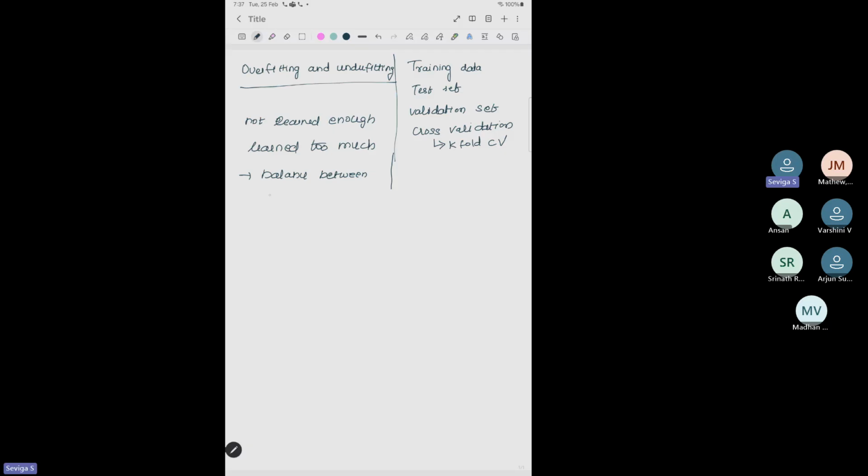So what we are going to do in today's class is learn about overfitting and underfitting. In that, we want to determine whether our system has learned enough or has not learned enough. We want to strike the balance between these two extremes. So we will learn how to strike the balance between learning too much and not learning enough.